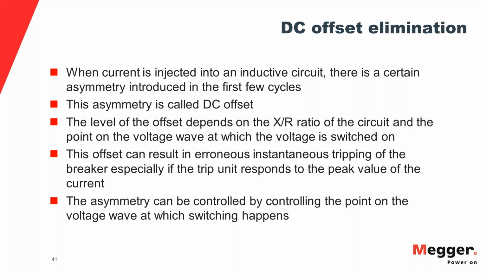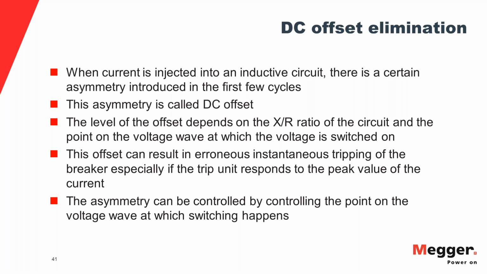This contradiction gives rise to this behavior, and you see an asymmetry in the first few cycles. The level of this offset or asymmetry is dependent on the X by R ratio of the circuit, where X is the reactance of the circuit and R is the resistance, and also the point on the voltage wave at which the circuit is closed.